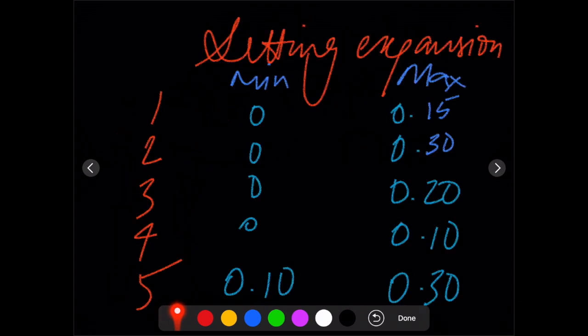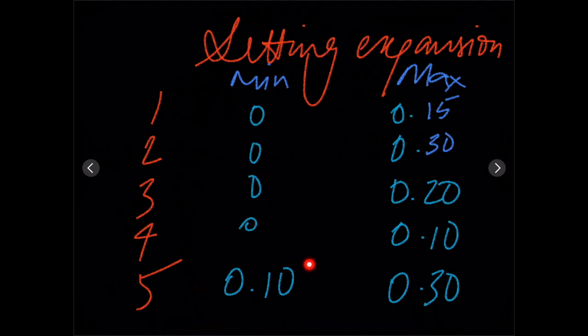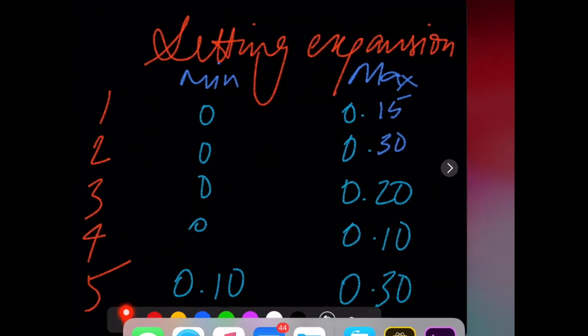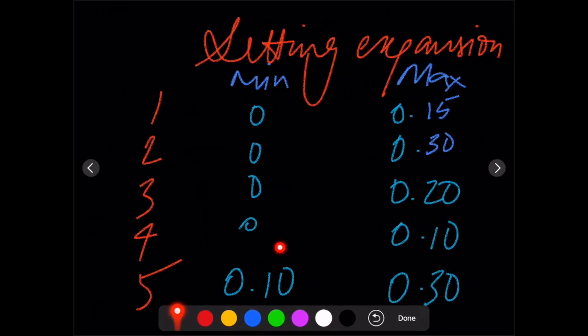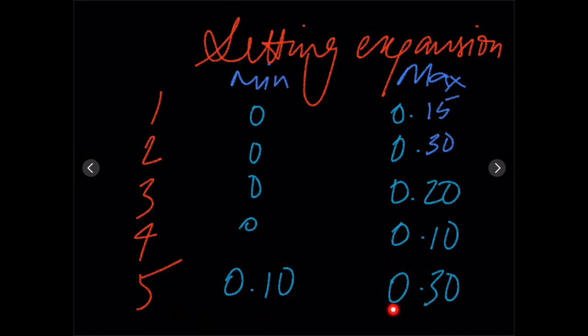Okay. Now, coming to the setting expansion. Now, the setting expansion is the expansion of the particles, which I will be discussing in the later part of this video, during the time of hydration. So, one important thing to note is none of the other gypsum products have a minimum setting expansion except type 5 or high strength, high expansion die stone. And then the setting expansion is maximum for type 2 and type 5 stone.